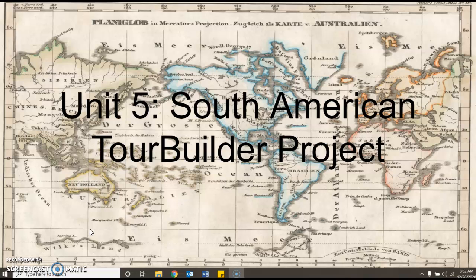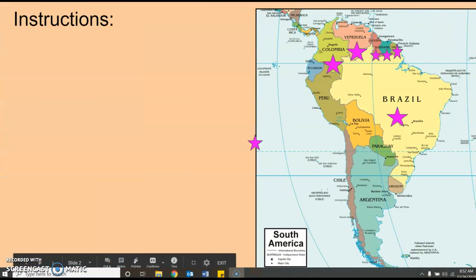So our Unit 5 project is called a special project in Odysseyware. For this project, you will be using a program called TourBuilder. There are some written instructions that you'll use, and then this tutorial will help walk you through how to do this. Here are a few things you need to know about how to complete your Unit 5 South American TourBuilder project. First things first, you should remember this is a required project.